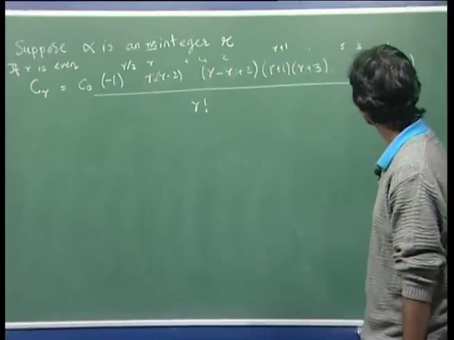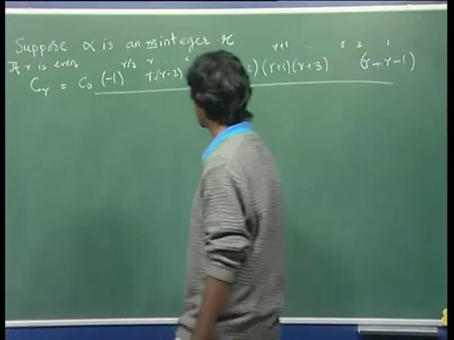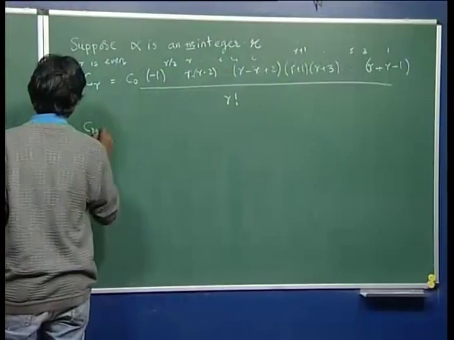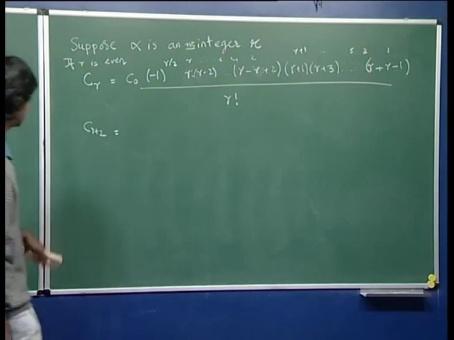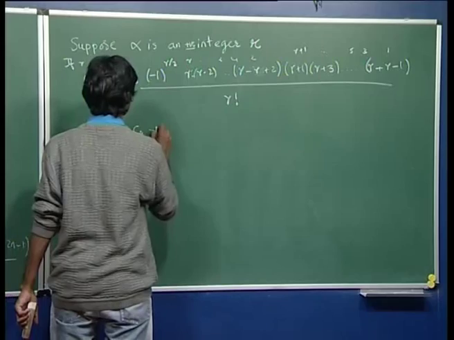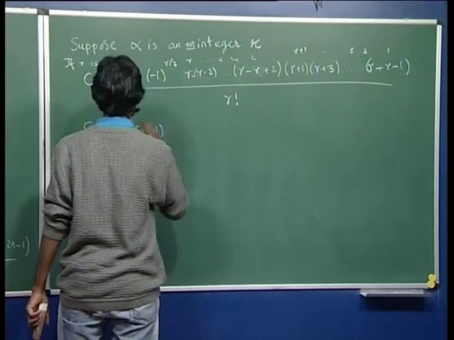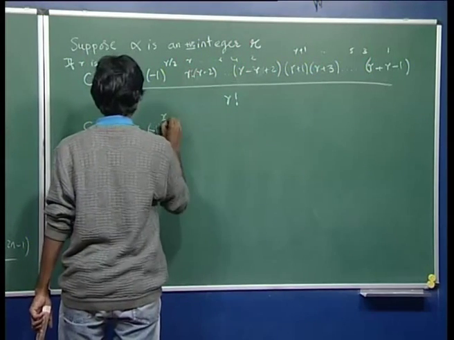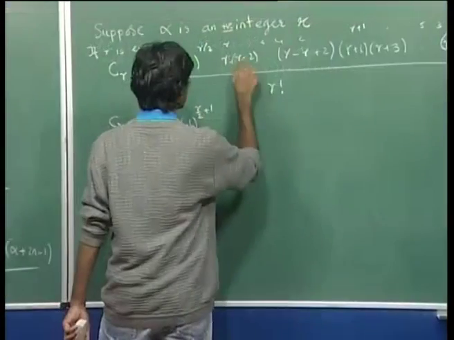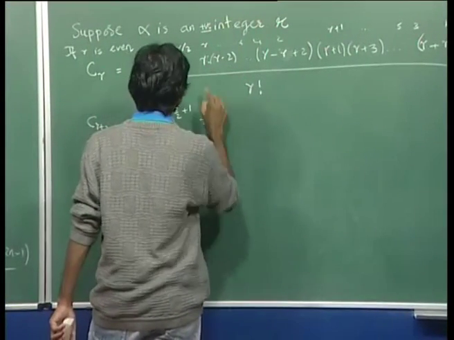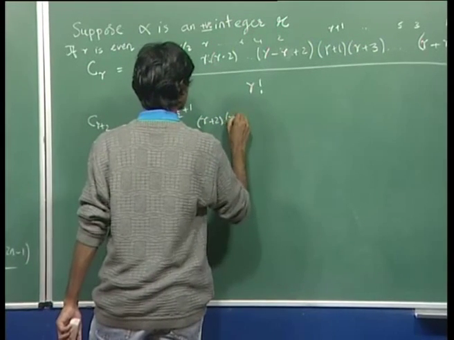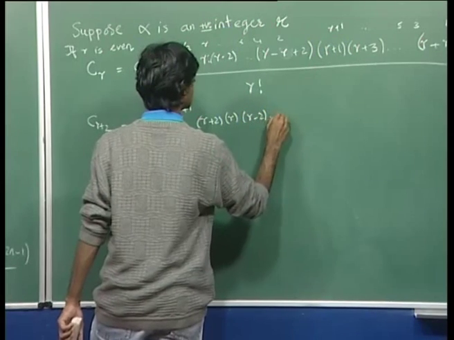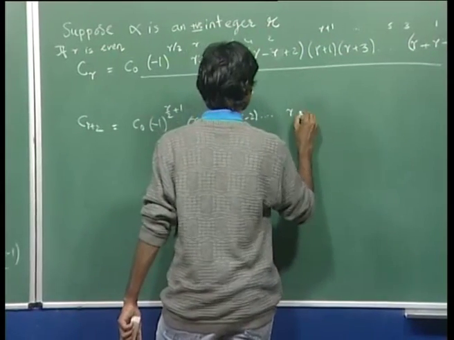Now, what about C r plus 2? What about C r plus 2? Now, if you had r plus 2, then this would be C 0 minus 1 raised to r plus 2 is r plus 2 by 2 is r by 2 plus 1, and here you have r plus 2, r minus 2 all the way to r plus 2.